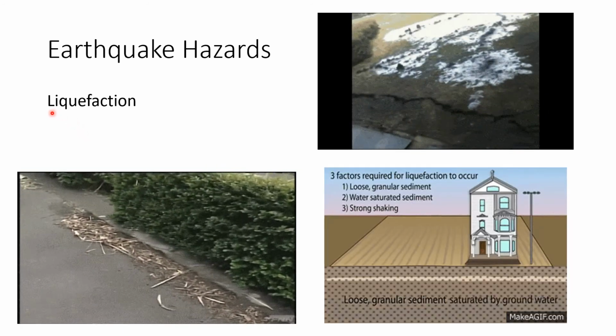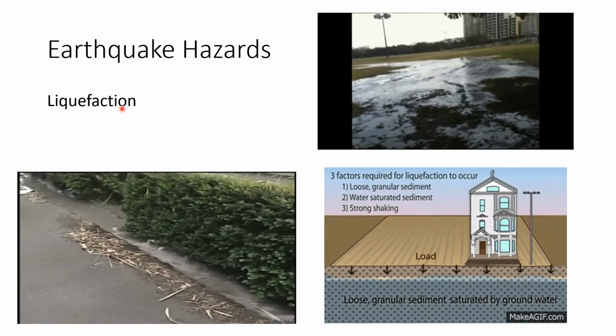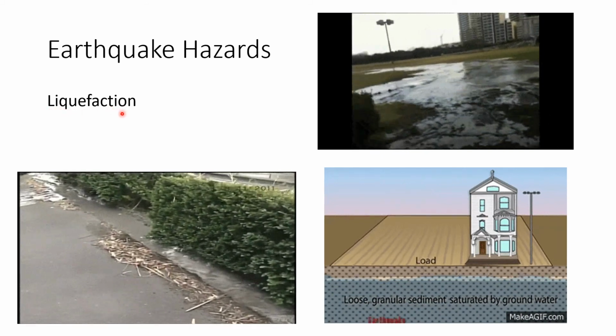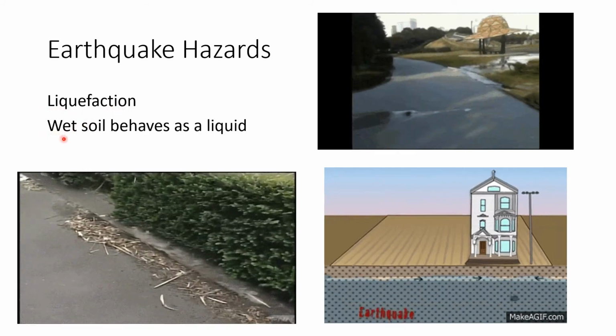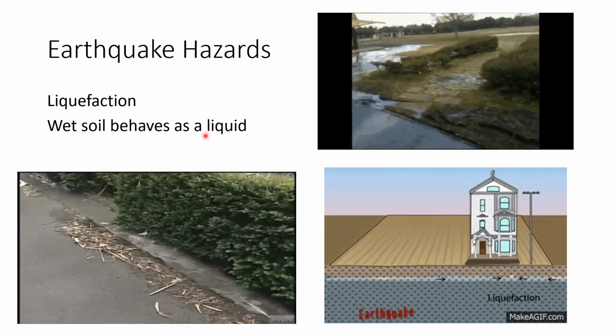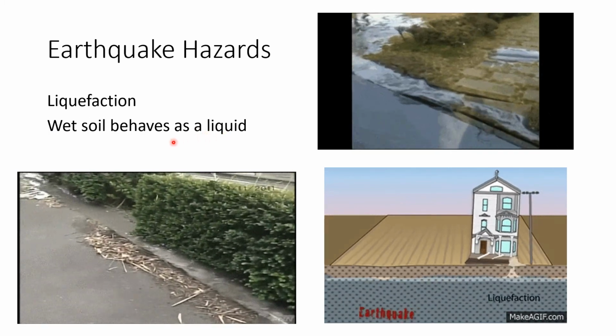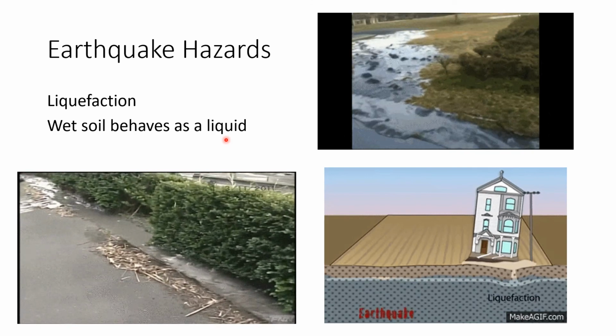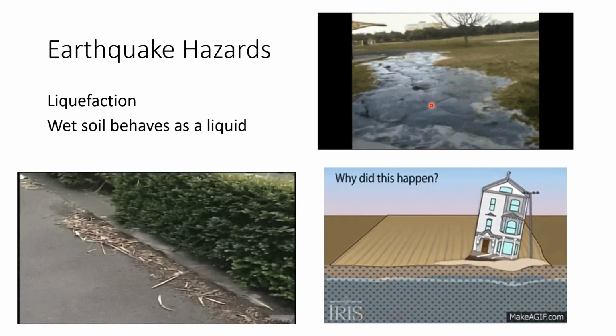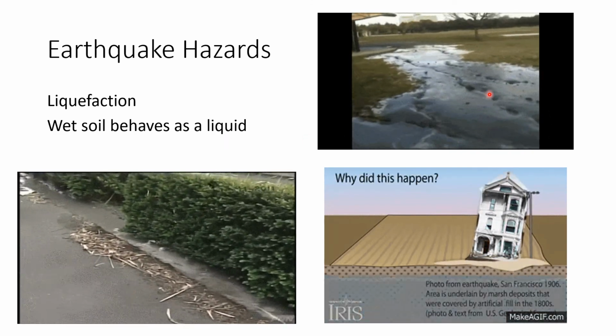Another type of earthquake hazard is called liquefaction. And liquefaction happens when you have wet soil that, as earthquake waves travel through it, turns that soil into a liquid rather than a solid. Here are some videos. You can see that happening as the ground moves with the earthquake.